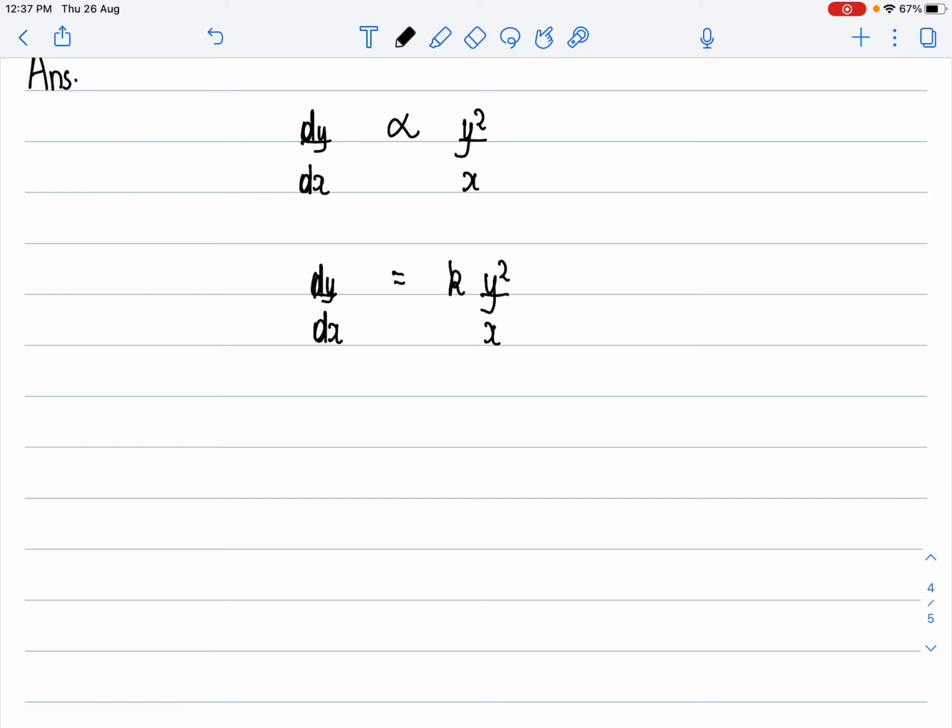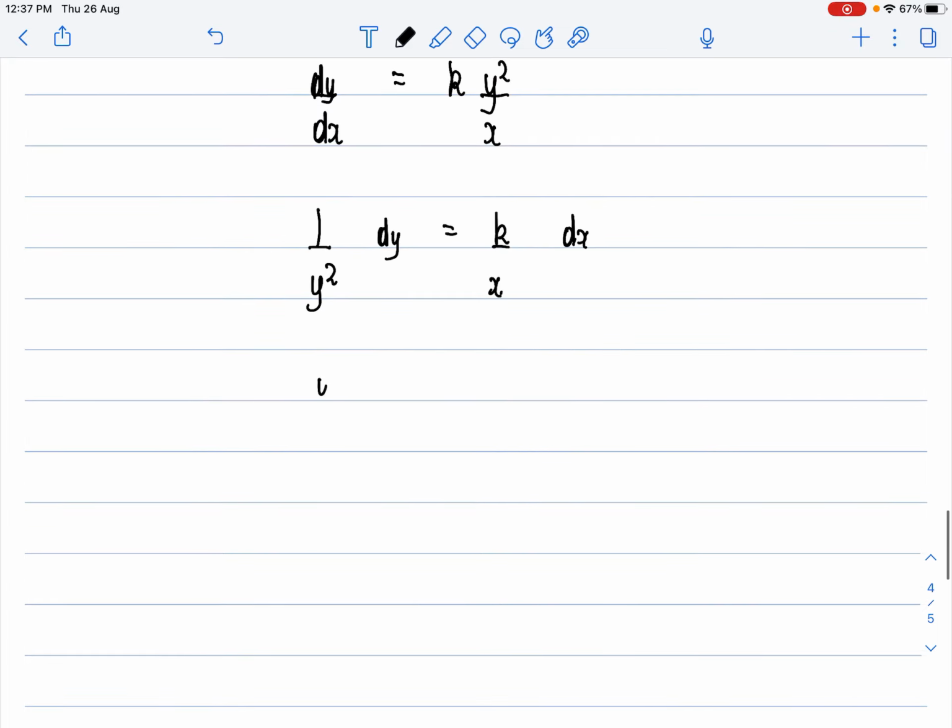I can write this in the variable separable form. Correct? So I can simply write this as 1 over y square dy, which is equal to k over x dx. Now I can write this as y raised to minus 2 dy, which is equal to k over x dx.